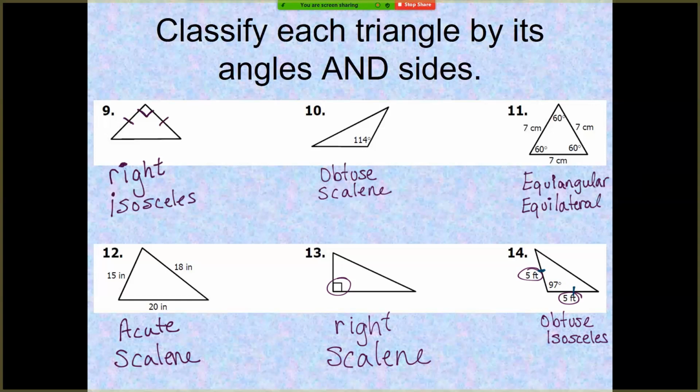So there's the classification of triangles by angles and sides. You will be asked to do this on your homework today.